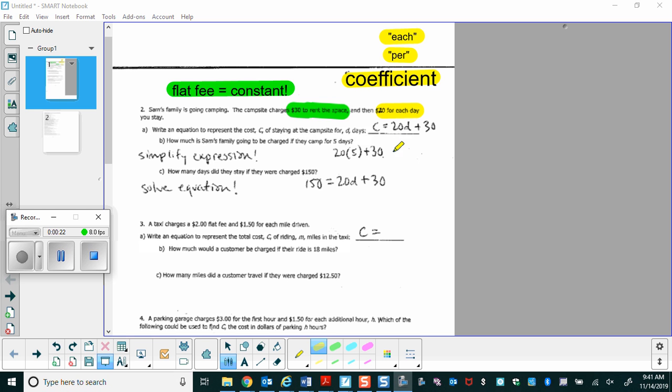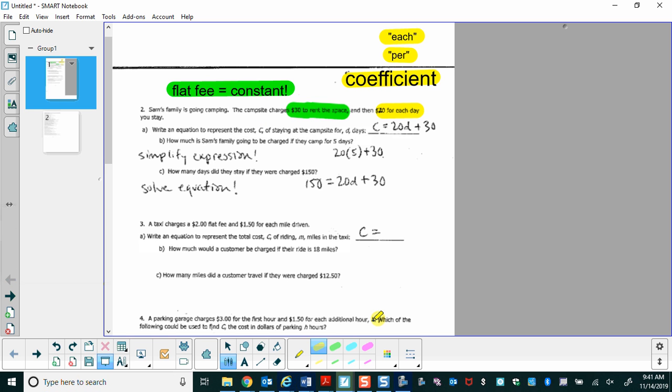I wanted to remind you guys in this video that something like a flat fee is always going to be your constant. And then when you see keywords like each or per, that's how you know you're dealing with your coefficient. So for 2a here, where we're writing an equation to see the total cost of staying at the campsite for a certain number of days, we're going to see here that the equation is the total cost is the $20 per day plus the $30 just to rent the space no matter what. So the no matter what part, that's going to be the constant.